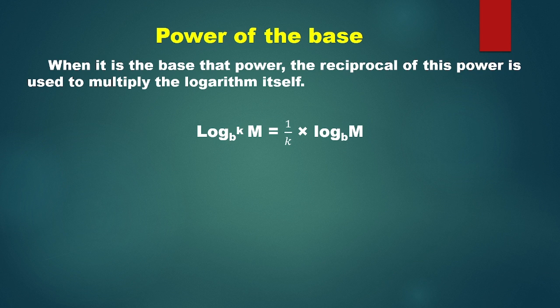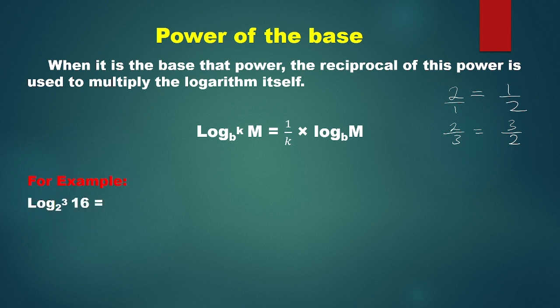Now in this case, we use the reciprocal of k. Don't forget, reciprocal of a number. If I have a whole number, for example 2, the reciprocal of 2 is simply 1 over 2. It's just the reversal of that number. If I have a fraction, for example 2 over 3, the reciprocal of 2 over 3 is 3 over 2. I'm just swapping the numerator and the denominator. That is why the reciprocal of k is simply 1 over k. So we use the reciprocal to multiply the logarithm itself.